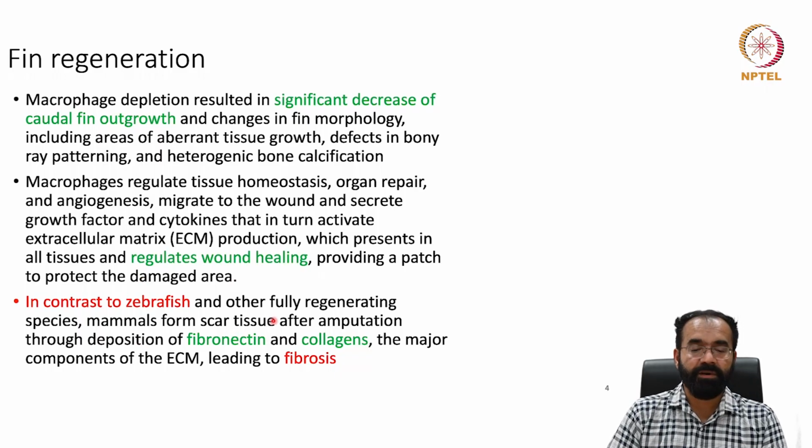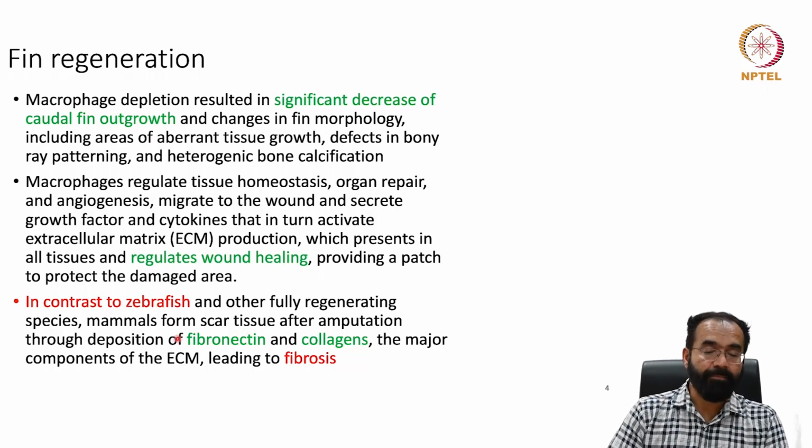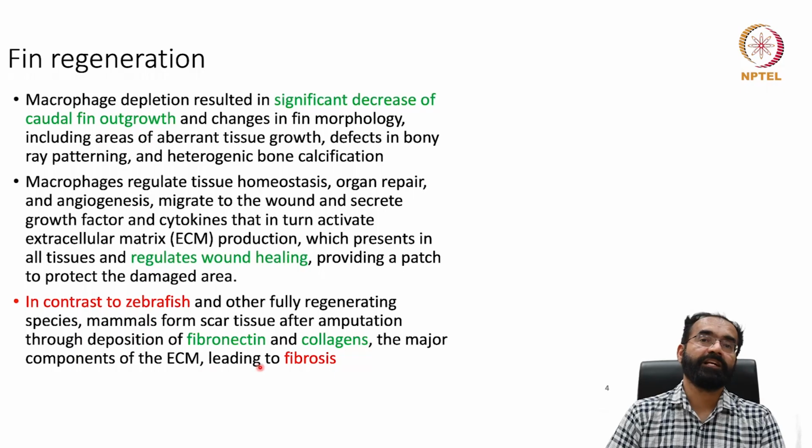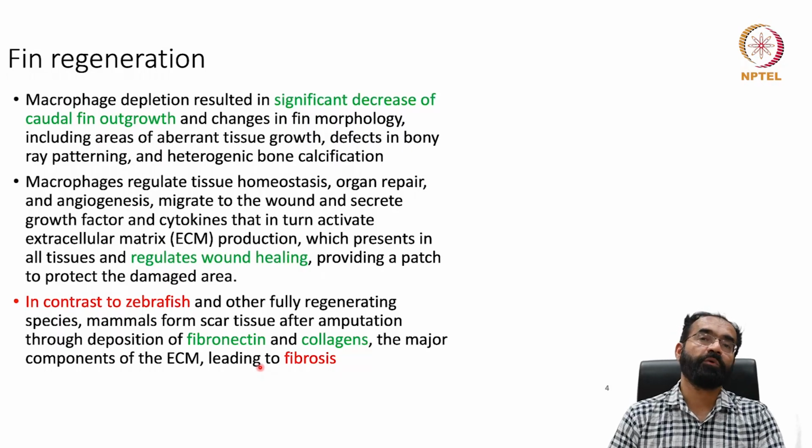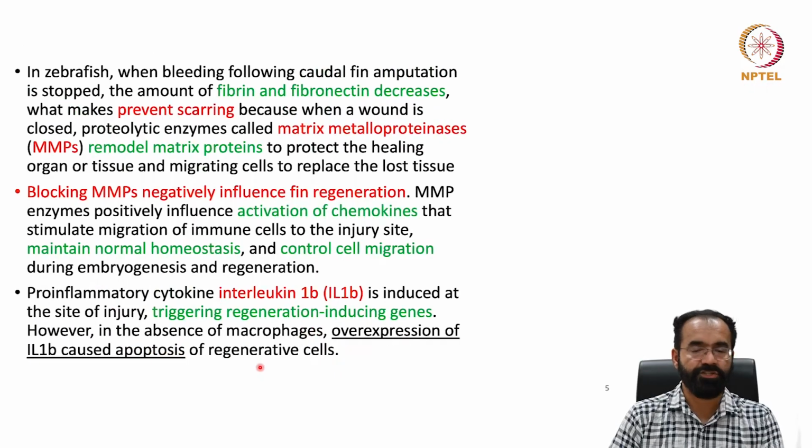In contrast to zebrafish and other fully regenerating species, mammals form scar tissue after amputation, which is nothing but overproduction of ECM protein after amputation through the deposition of fibronectin and collagens, the major components of ECM, leading to fibrosis. Because it is overdoing the ECM production, it can hamper the proper migration of the cells, but the structural stability is retained in the injured site.